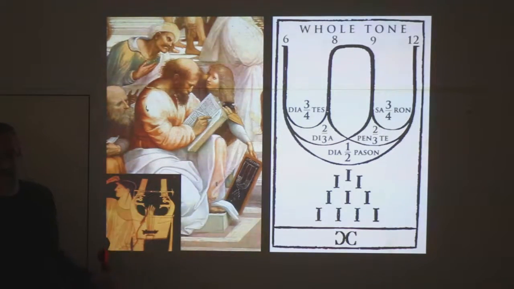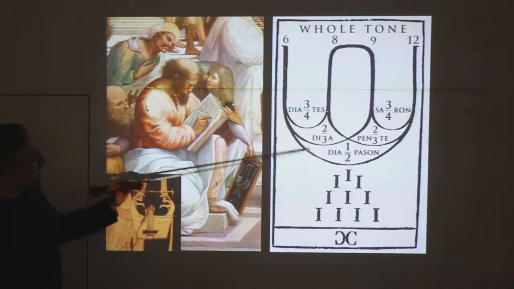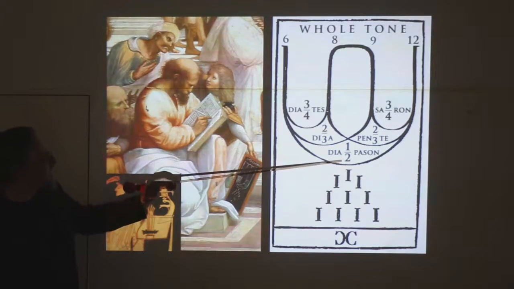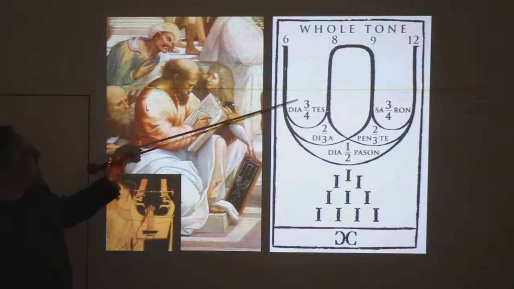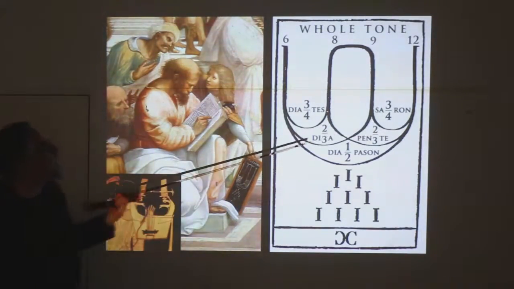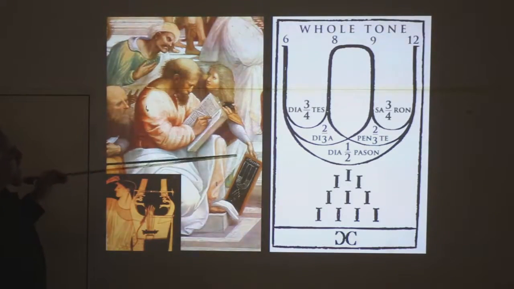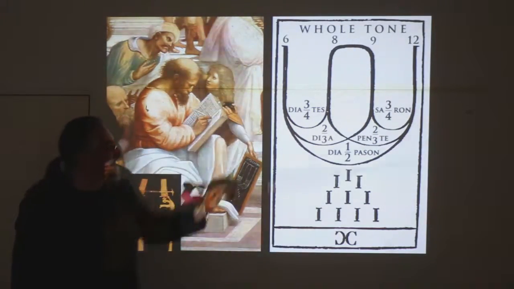Can we find that same relationship in sound and in space? Definitely within sound, we can. And this is what he's trying to represent here. The 1 to 2 diapason, the 2 to 3 diapente, and the 3 to 4 diatessaron. We'll look at that in detail in a moment. And at the top of the design on the tablet, you have 6, 8, 9, 12.